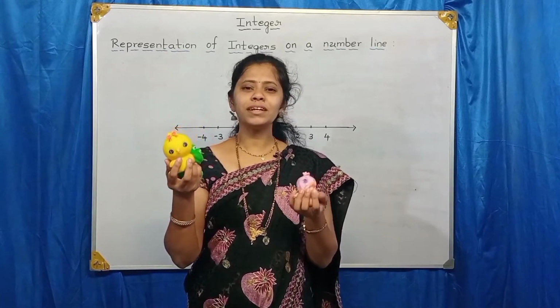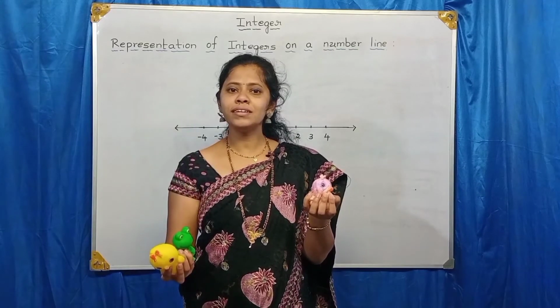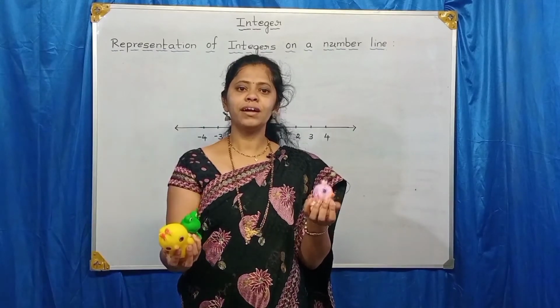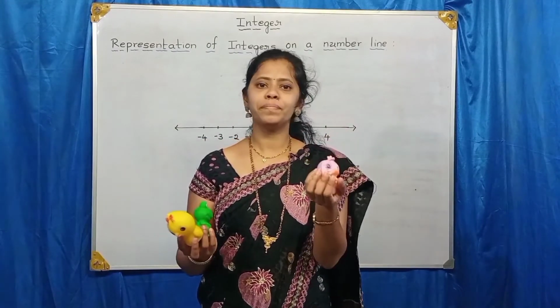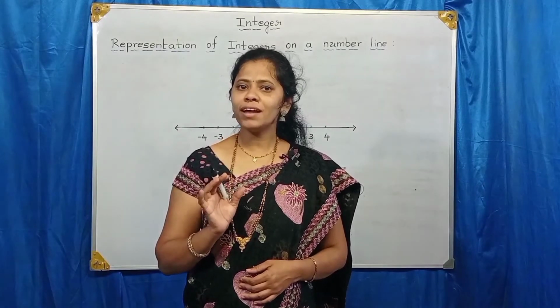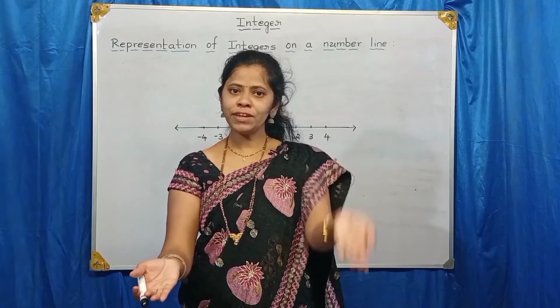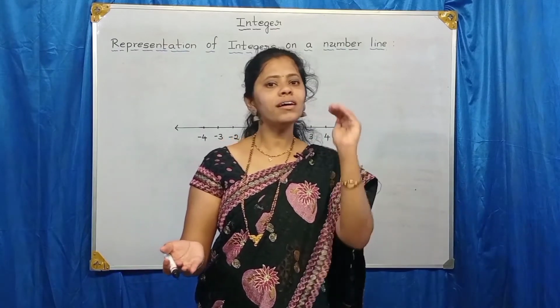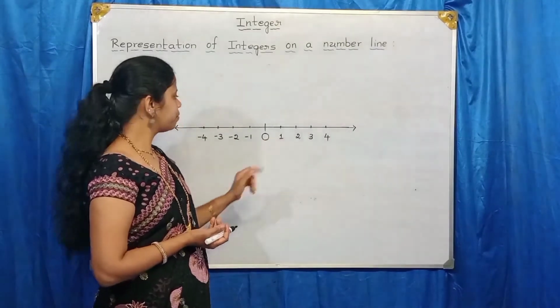Just one simple trick you have to remember here. The right hand represents the greater number and the left hand represents the smaller number. Okay, from this example, you just have to remember that the right hand represents the greater number and the left hand represents the smaller number. Okay, now let us come to our topic.